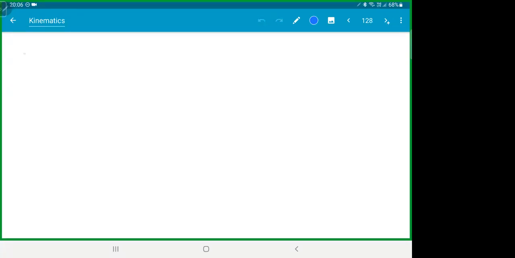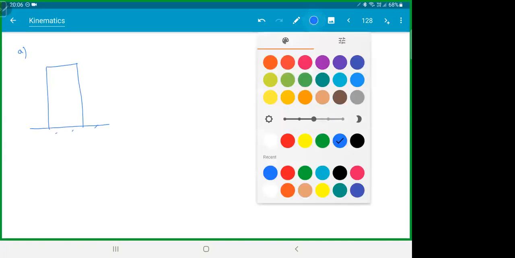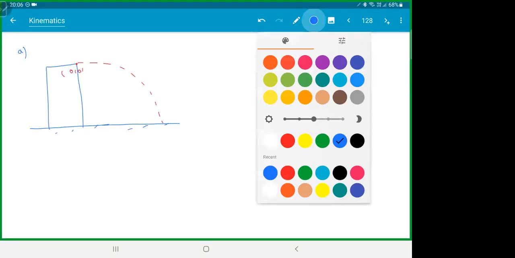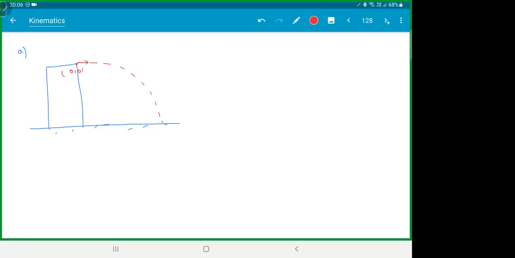How do you do this thing? See. Always understand, the point you're throwing from is always the origin. So from here you go here and fall somewhere here. So here ux is equal to u and uy is equal to 0. And this coordinate will be range comma minus h because you're going down.